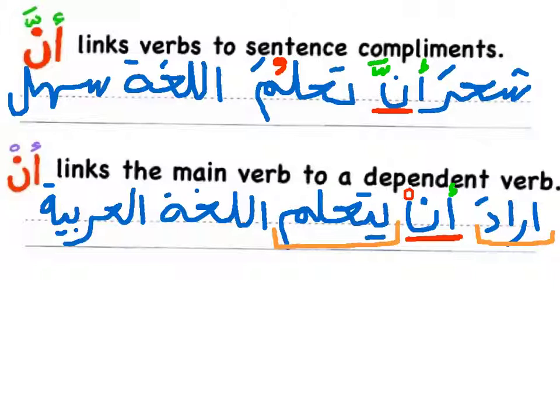أن is linking أراد, which is a main verb, to يتعلم, a dependent verb. Again, أن links أراد to يتعلم, because أن is the link between the main verb and dependent verb. أن is followed by a verb, and أنّ is followed by a noun.